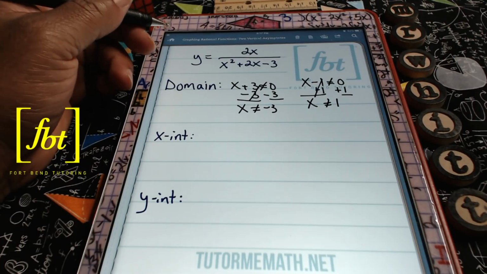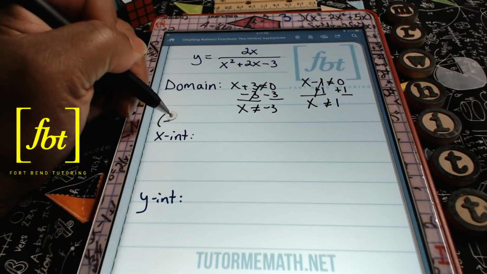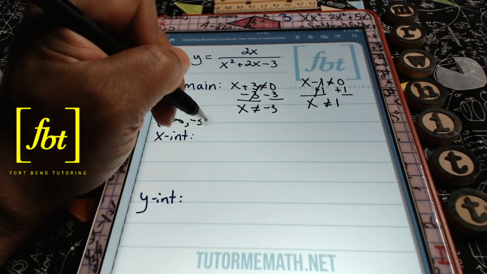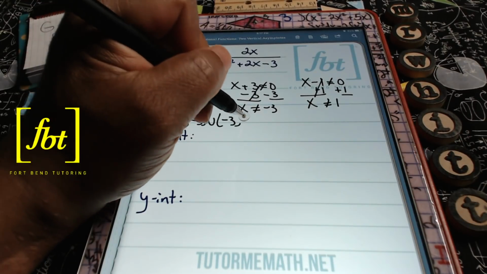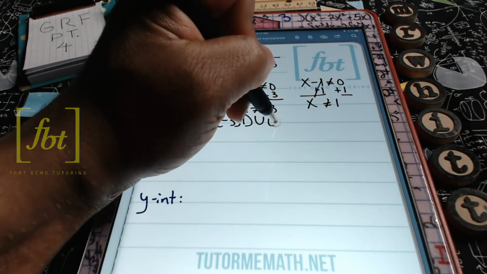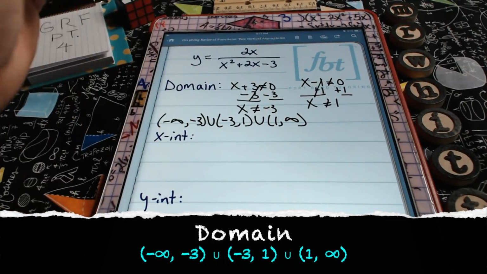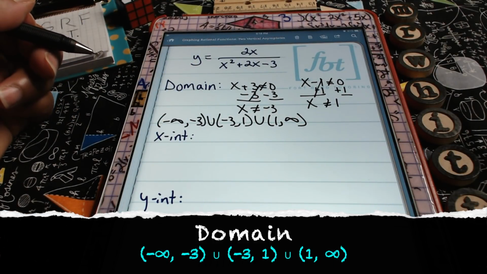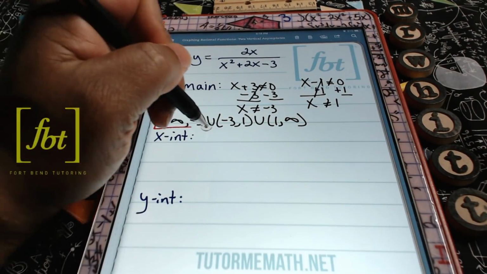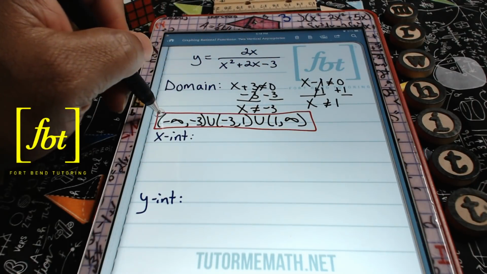So in interval notation, our domain is going to be negative infinity to negative 3, union negative 3 to 1, union 1 to positive infinity. And that's the domain. Red box it right here.